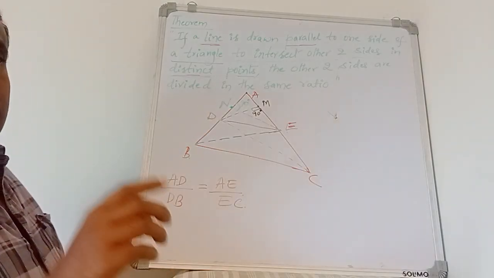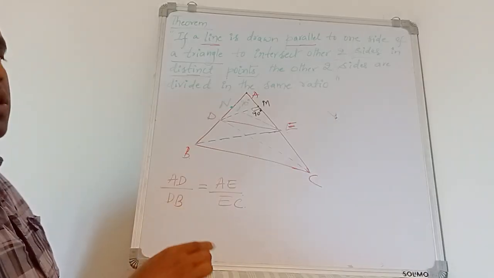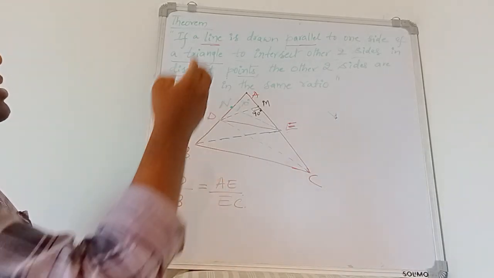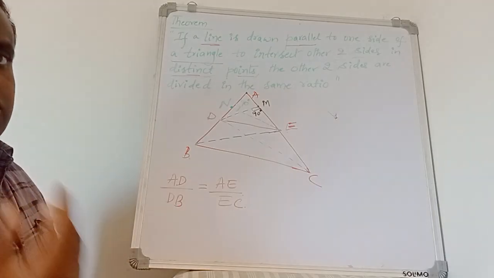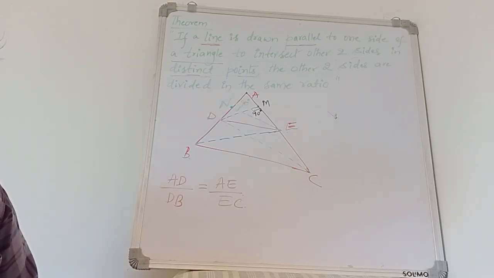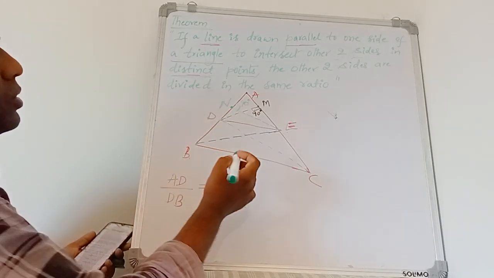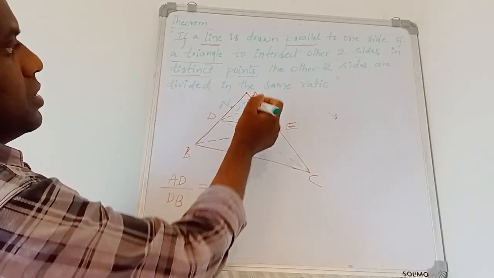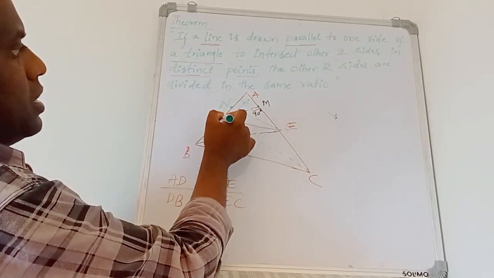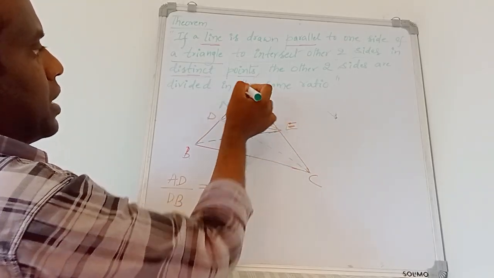Now using this diagram, we have to prove this one. When we have proved that, that means the theorem is proved. We have to prove this theorem. Now consider the triangle ADE. Triangle ADE, this one: A, D, then E. This is a triangle.